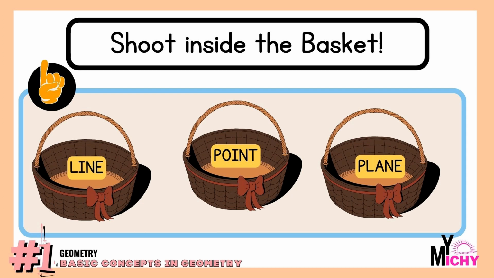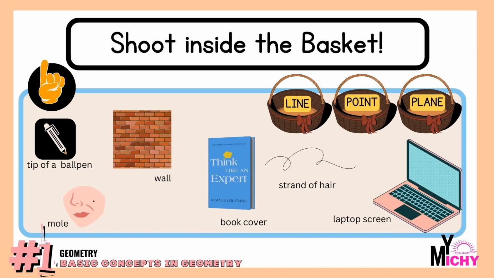Okay, so let's have shoot inside the basket. Now that you have identified what line, point, and plane mean, let's have an activity. We have here tip of a ball pen, mole, wall, book cover, strand of hair, laptop screen. All you need to do is to identify whether the given thing belongs to line, point, or plane. Let's have tip of a ball pen. Is it line, point, or plane? The tip of a ball pen is a point.